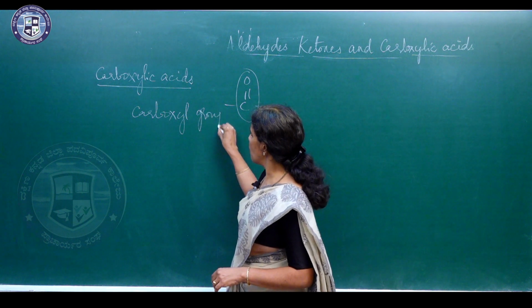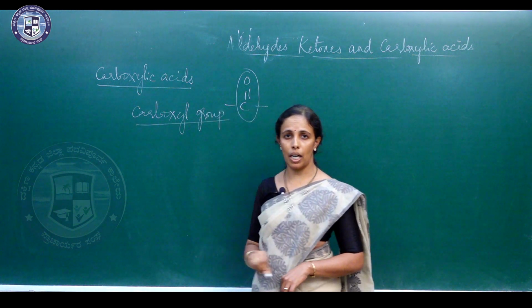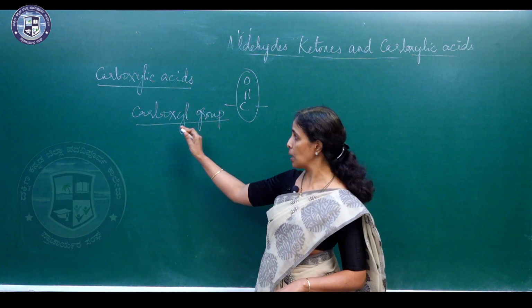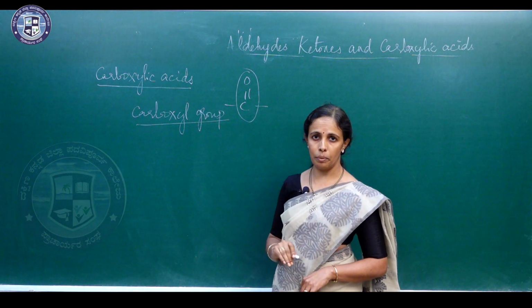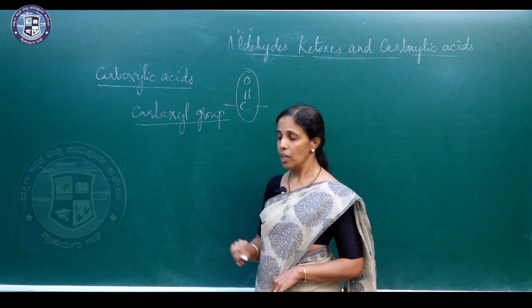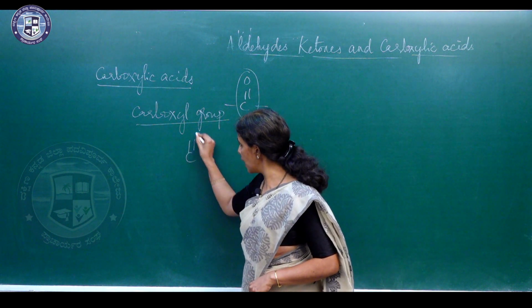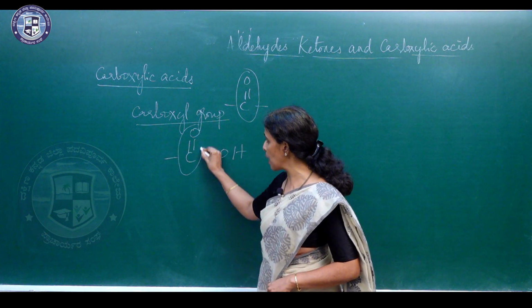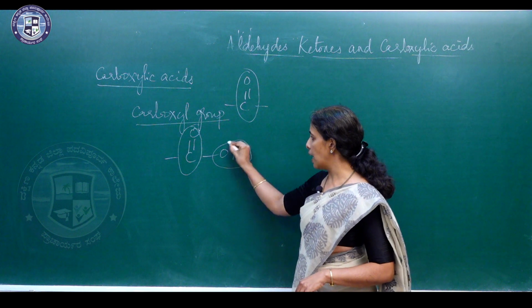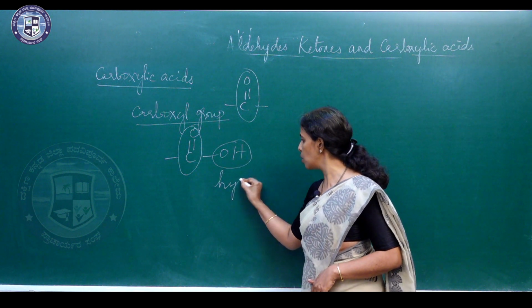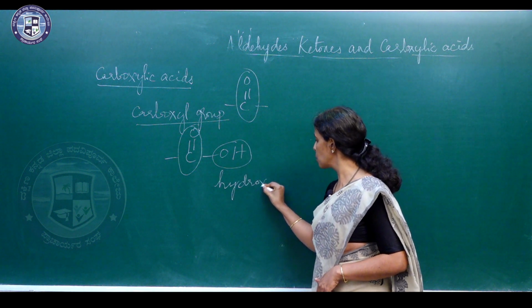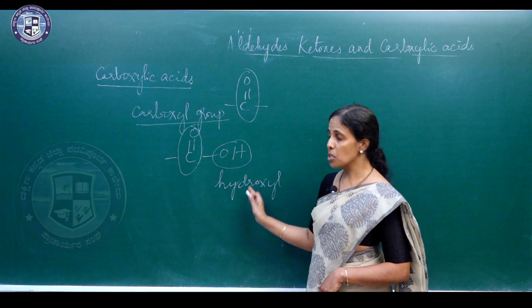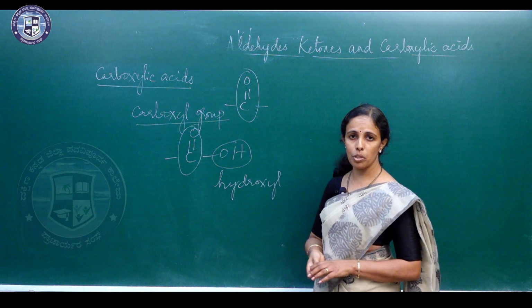So, this is the functional group that is present in carboxylic acids. You can say these are carbon compounds having the carboxyl functional group in them. Then what is a carboxyl group? Carboxyl group is a carbonyl group attached to the hydroxyl group. So, we have a carbonyl group attached to the hydroxyl group. This is called the hydroxyl group. So, the carbonyl group will have a hydroxyl group attached to it. Then you say it is a carboxyl group.